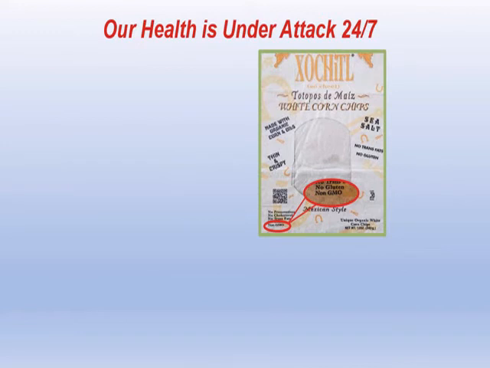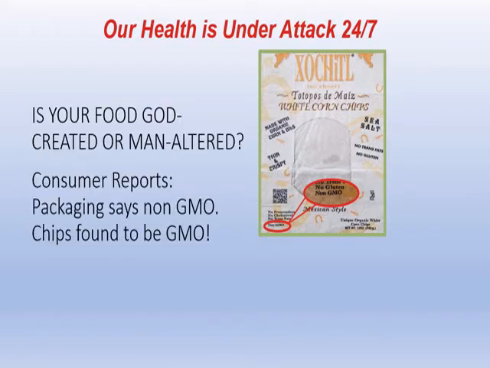Our health is under attack, but how do we know whether something is GMO free? Because labels can be misleading. Like this example, this label said non-GMO. Consumer Reports noticed this. They tested the chip, found the chip was actually GMO. It went to a court case. The company won the court case because they said the non-GMO label is for the packaging, not for the ingredients. Now that is very misleading. So how do you know who to trust? That's disgusting.